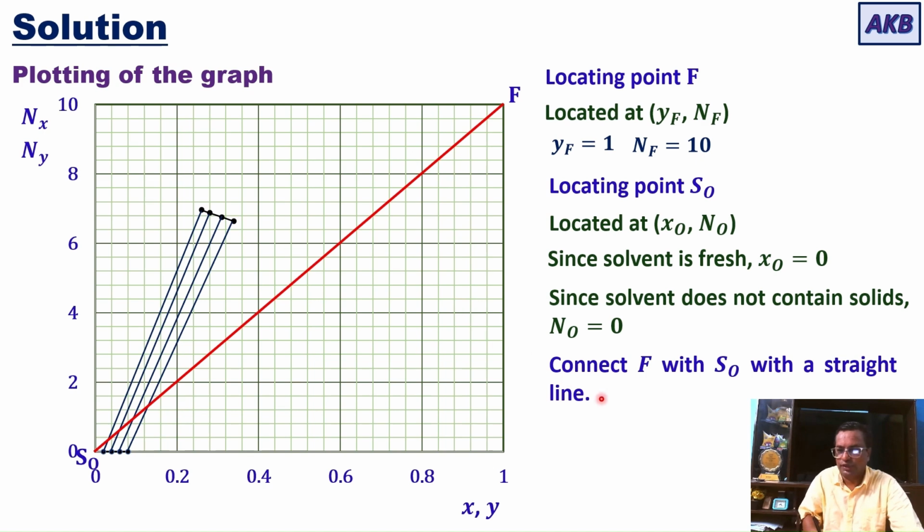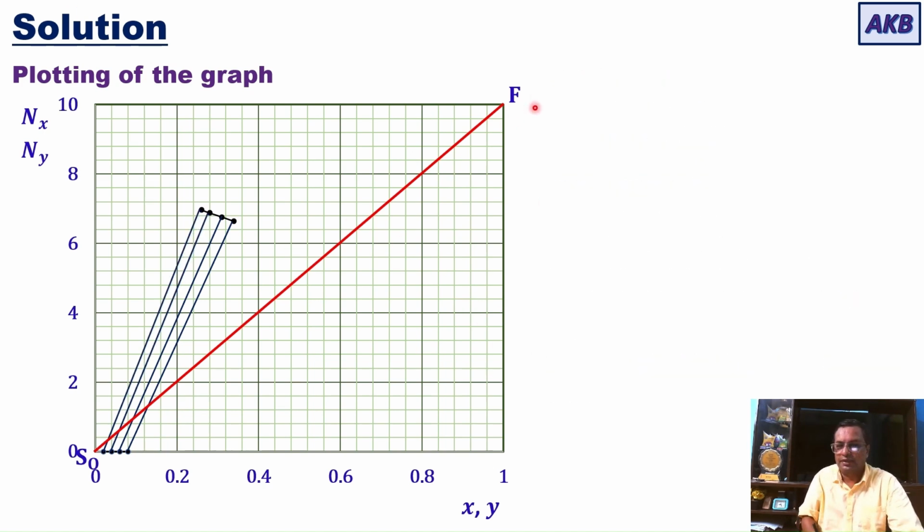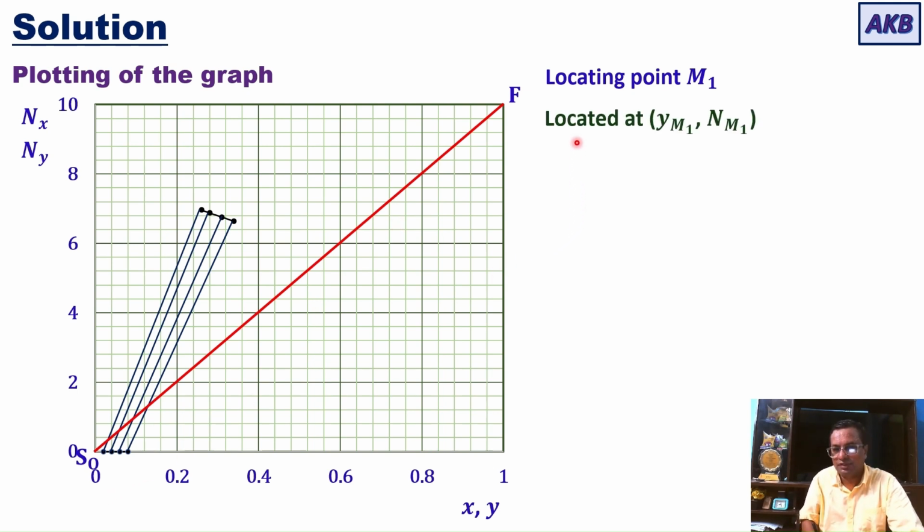And let us know it. Okay, now next is we have to locate point M1. It will be located on the line FS0. And what are the coordinates of point M1? They are YM1 and NM1. We have to find both of them by using the equations.